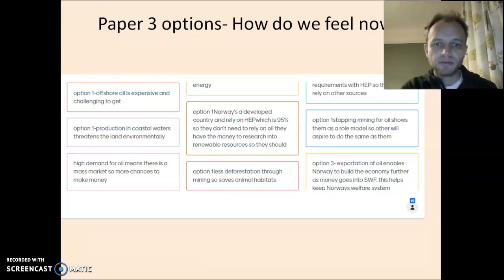Second one, lots of different bits of evidence here for you guys to have a look at, but do use your own evidence as well.